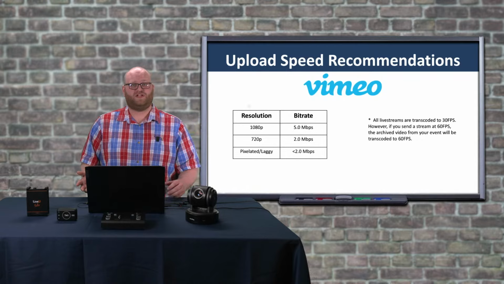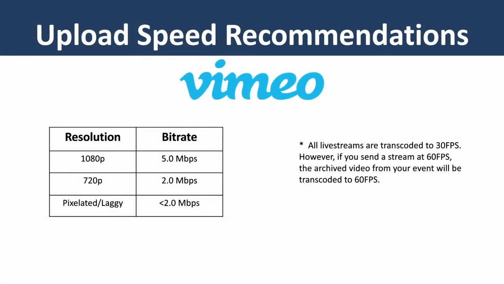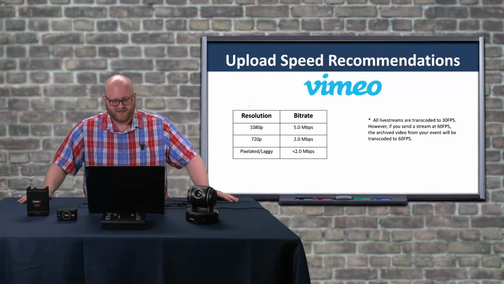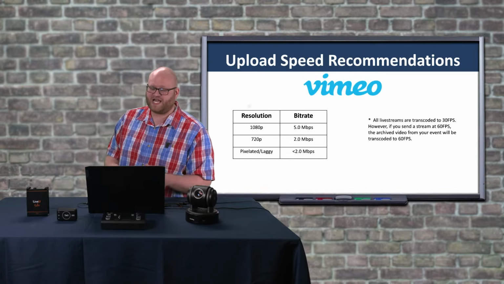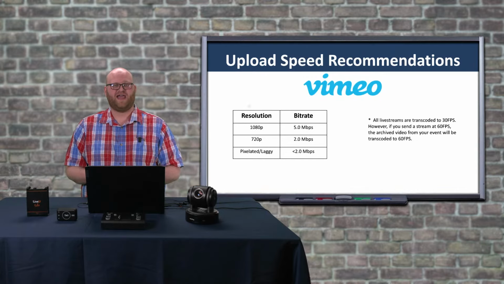As for Vimeo, which is also becoming a popular streaming service, they recommend 1080p at 5 megabits per second. Now, there's a reason why it's a bit lower than the others. There's a caveat to all this, and that's because, and this is straight from Vimeo, all live streams are transcoded at 30 frames per second.